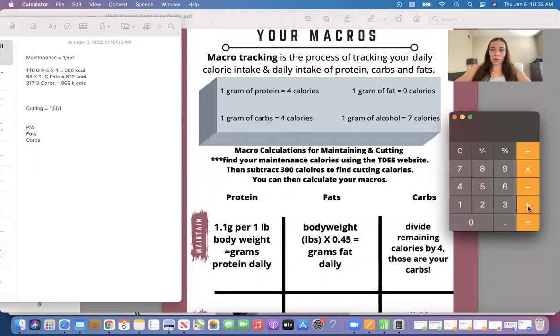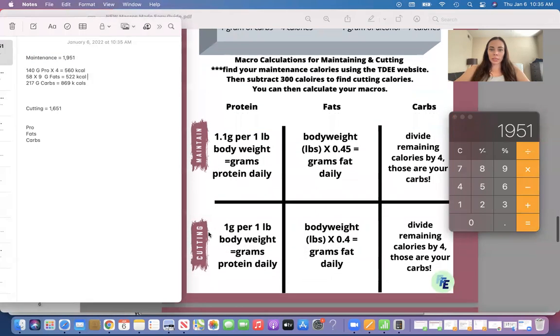560 calories from protein, 522 calories from fat, and 869 calories from carbs is going to bring us to our 1951, just as we said here. Okay, so let's do the same exact thing for cutting real quick. You're just going to scroll down to where it says cutting, and we're going to have some slightly different calculations.